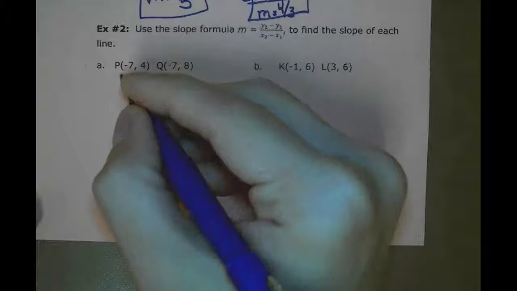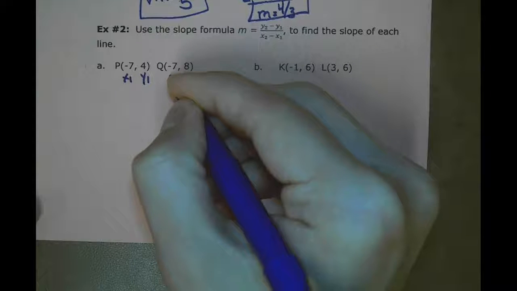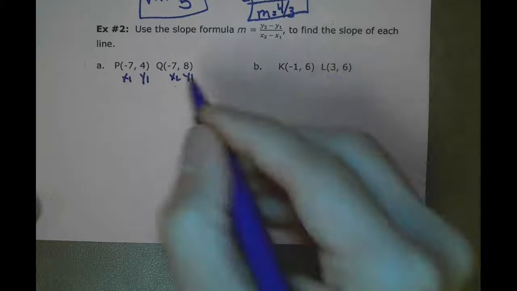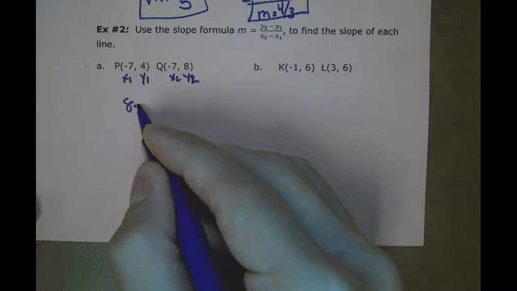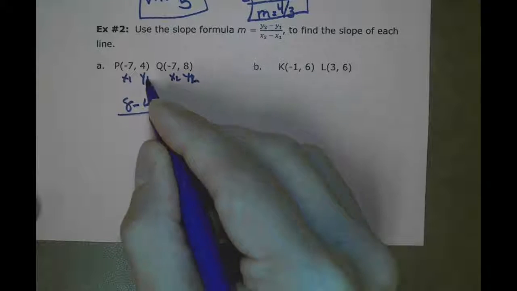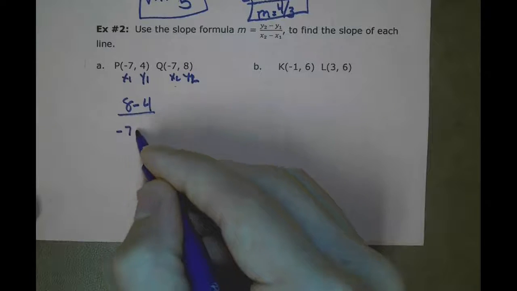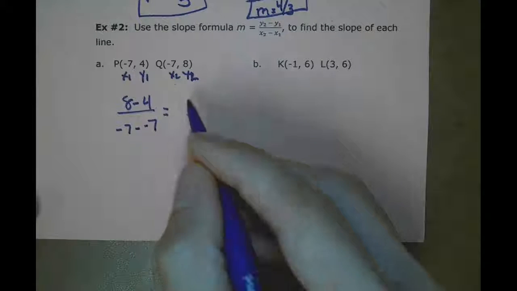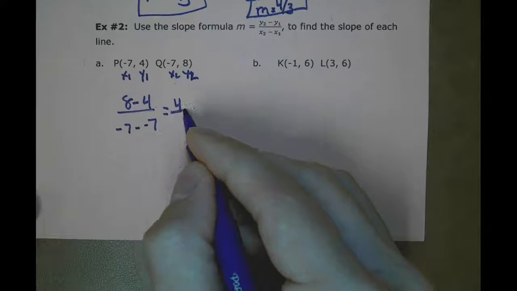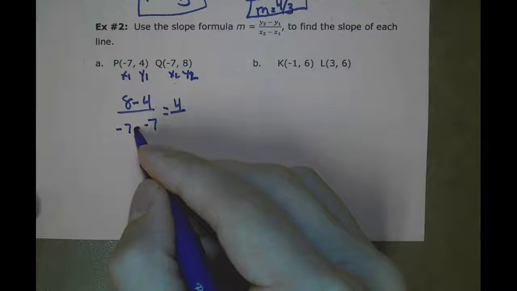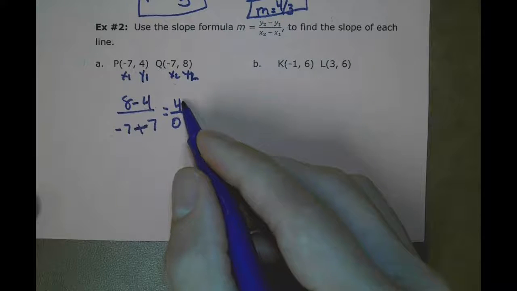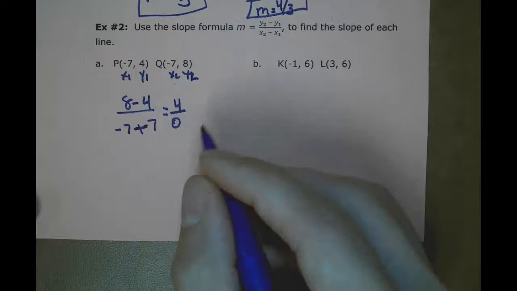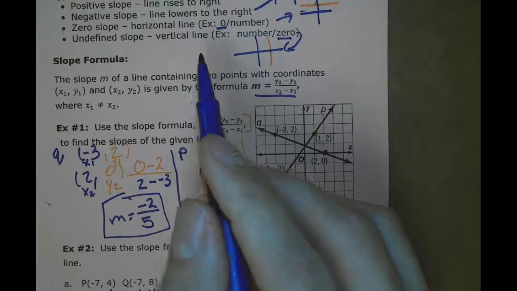Okay, we're going to label this one x1, y1, this one x2, y2. We're trying to find the slope of both of these. Plug this in, so we're going to have 8 minus 4 divided by negative 7 minus negative 7. 8 minus 4 is 4. Negative 7 minus negative 7 is the same as negative 7 plus 7, which is 0. So we have 4 over 0, which is, let's look back up here, undefined.